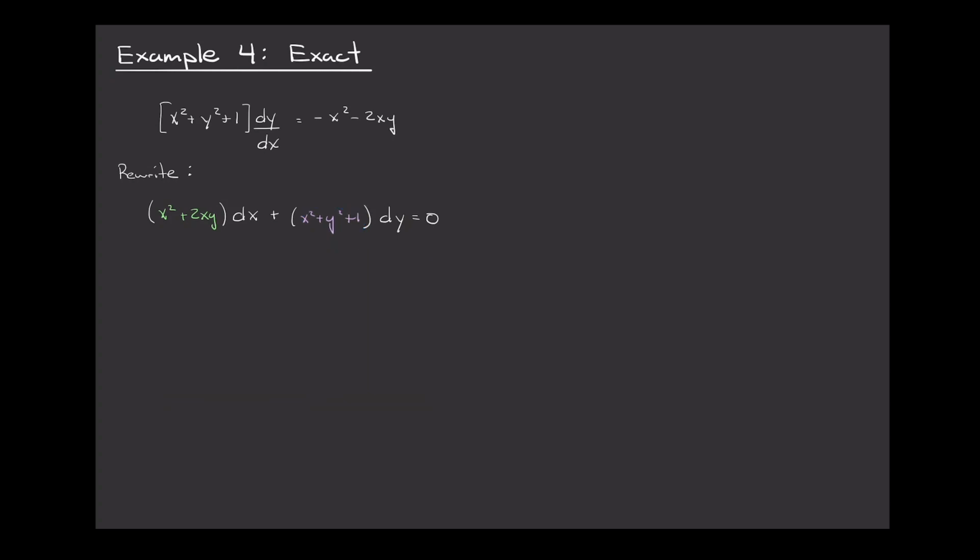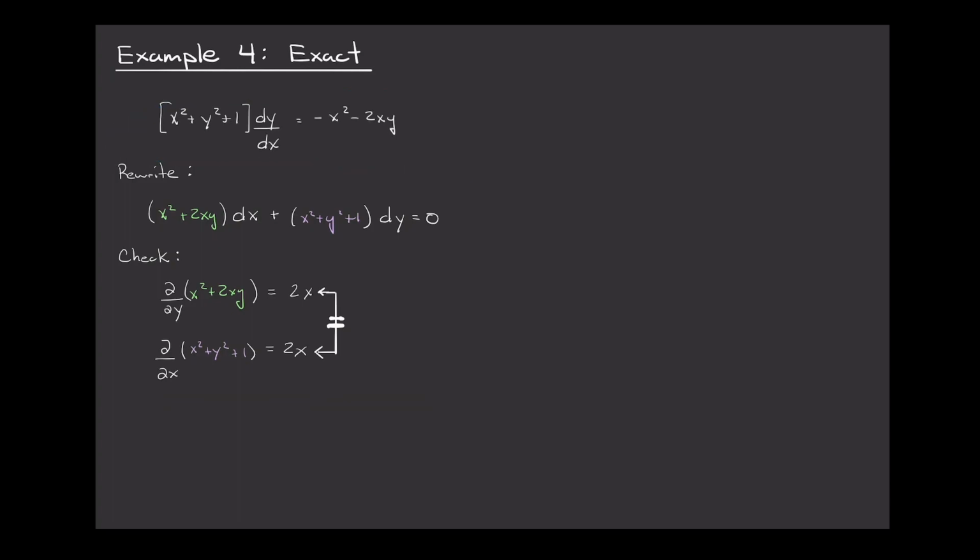Now we want to take the partial derivative of this expression with respect to y, that is a different variable than is presented here, and then check it against the partial derivative of this with respect to x. If they agree, we have an exact equation. First, we have that the partial of the green expression with respect to y is 2x, and then if we check the second partial, we have again that it's 2x. Now, since these are equal, this equation is exact.